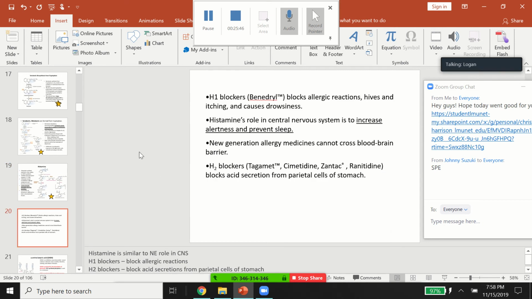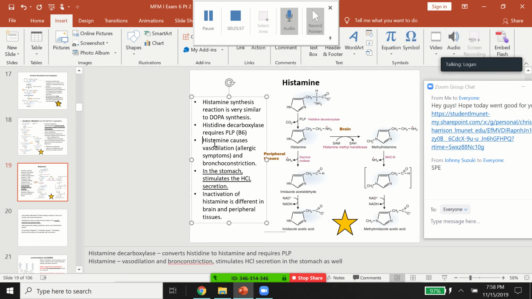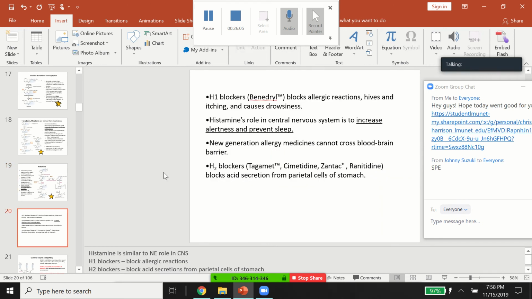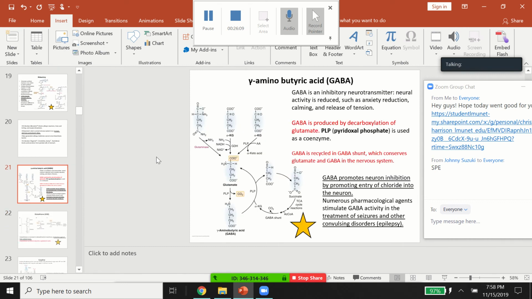Alright, same sort. I've already mentioned most of this stuff. It gives more details into what H1 does. So H1 is this little paragraph or point here, while H2 is going to be doing more of this acid secretion. That's what these blockers affect, those different processes.